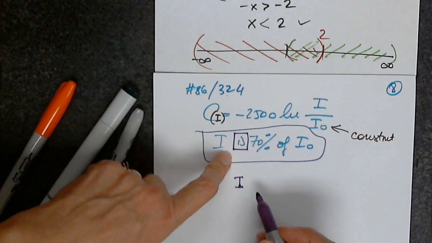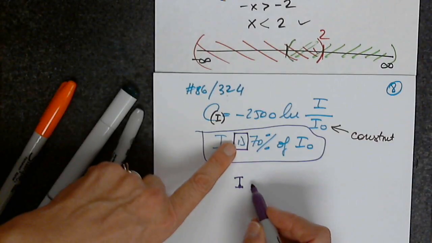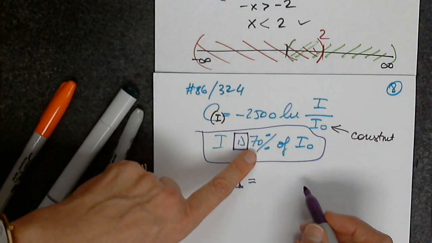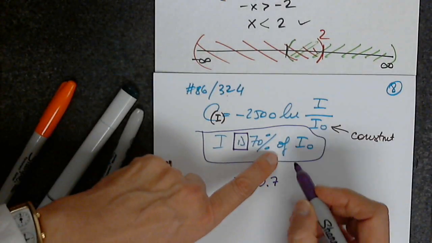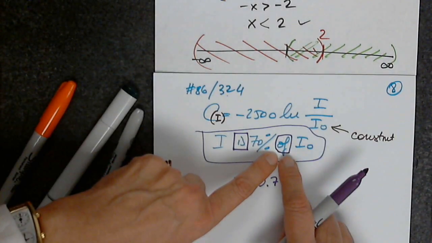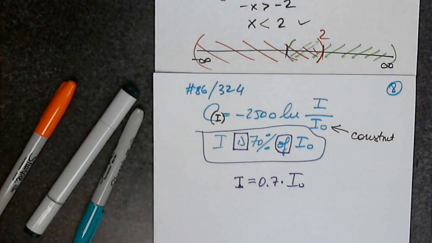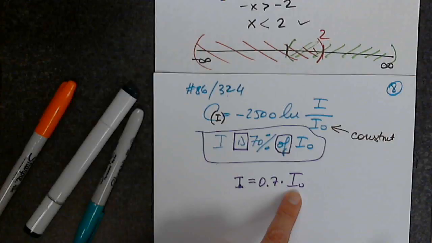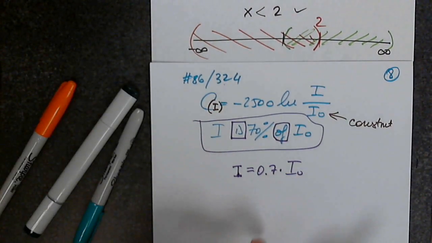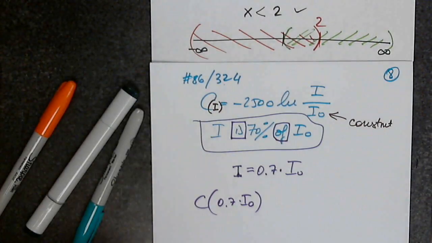When we say is, we don't multiply and we don't divide. Exactly. We don't use 70%, but we use 0.7. Now I want, this is a key word. Which operation is this? Exactly. That's all I needed. So we are asked to find what happens when I is 0.7 of I0. So then C of 0.7 times I0.